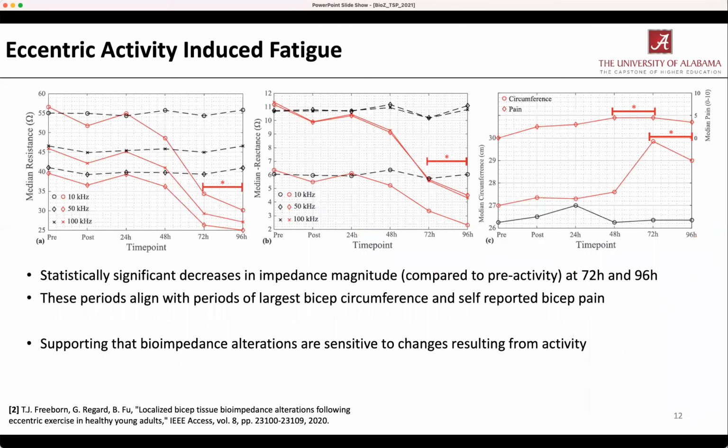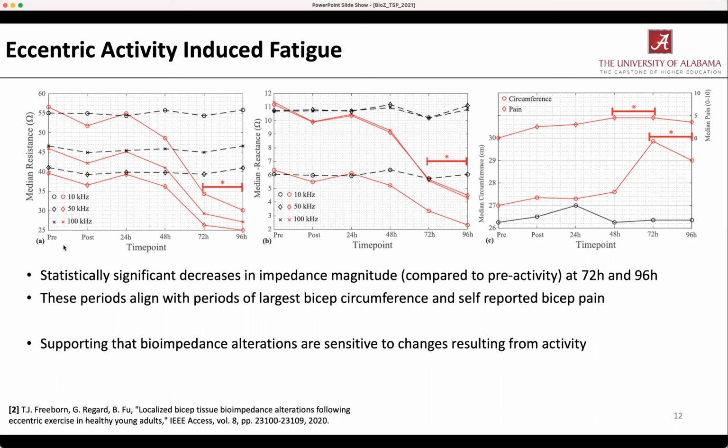So what else do we collect through this to assess that and understand what was happening? We also collected measurements of circumference of the bicep and also of the participant's pain of that exercised bicep, on an analog scale rated 1 to 10. How much does your bicep hurt when they came in for their additional measurements? So we collected measurements pre and post. So right before the activity, immediately after the eccentric activity, 24 hours, 48, 72, and 96.